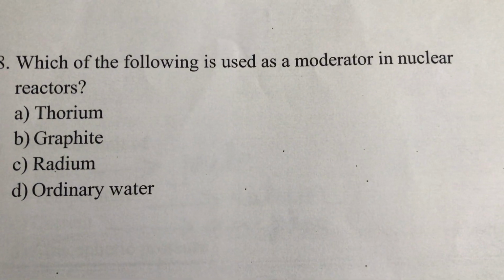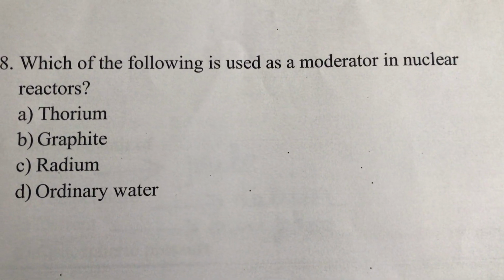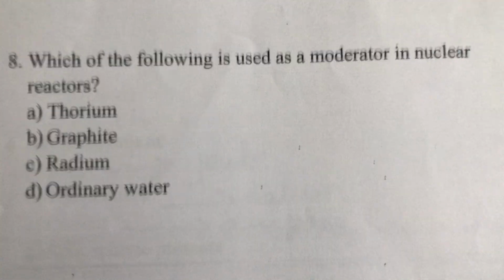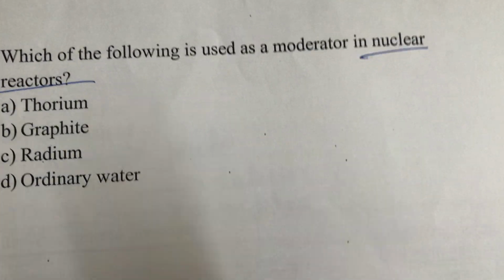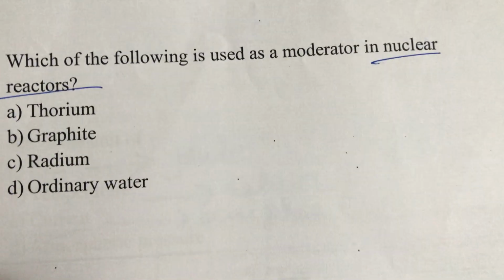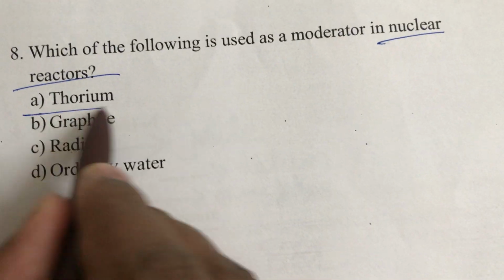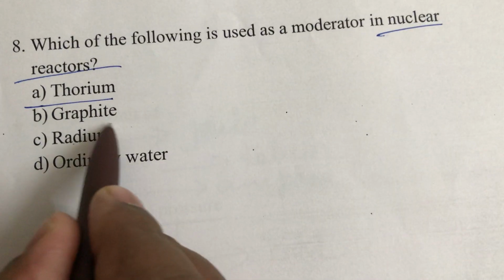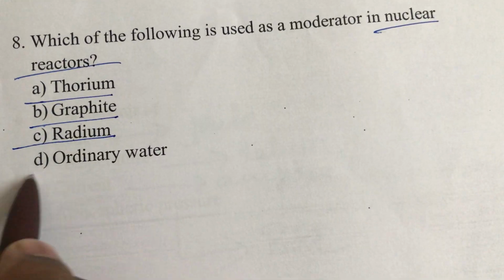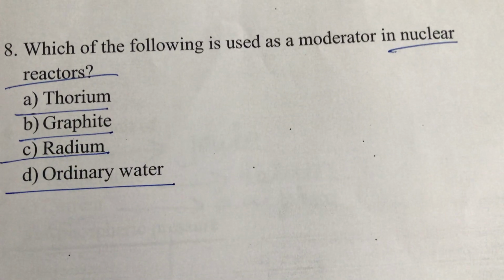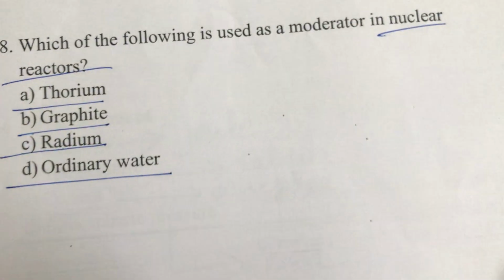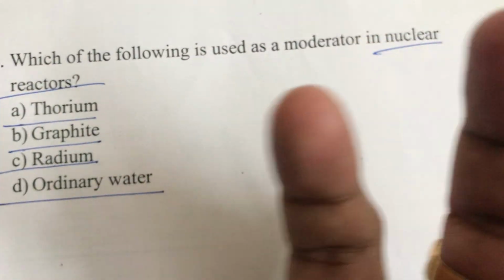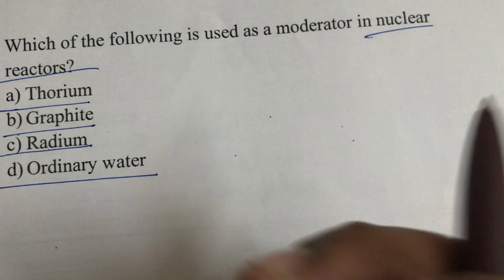Which of the following is used as a moderator in nuclear reactors? Okay, what are nuclear reactors? Nuclear reactors are the units which are basically used to produce electricity. Option A is thorium, option B graphite, option C is radium, option D is ordinary water. Option A is thorium. Thorium is the fuel which is basically used in the nuclear reactors.